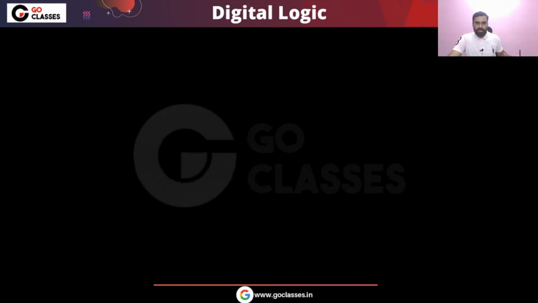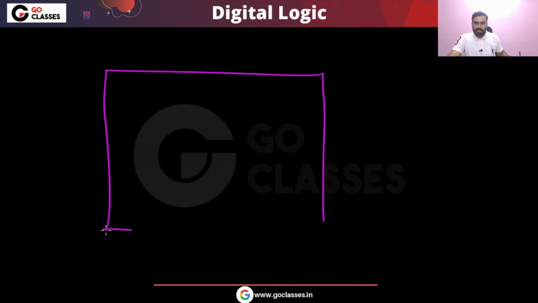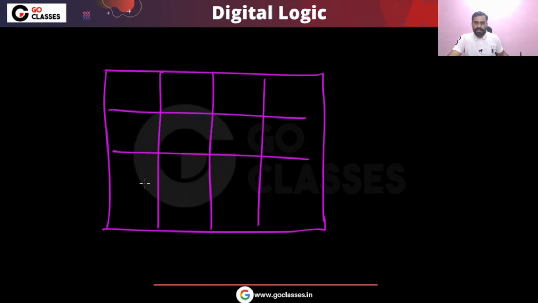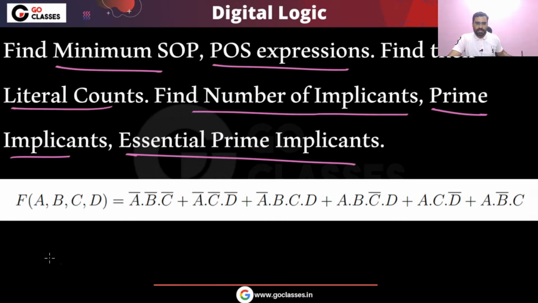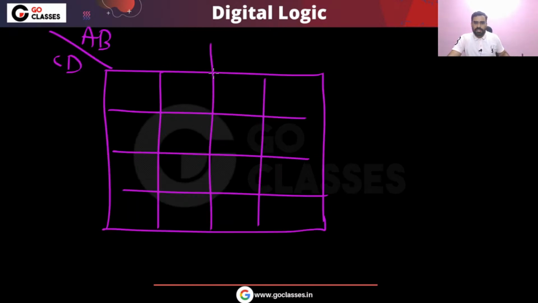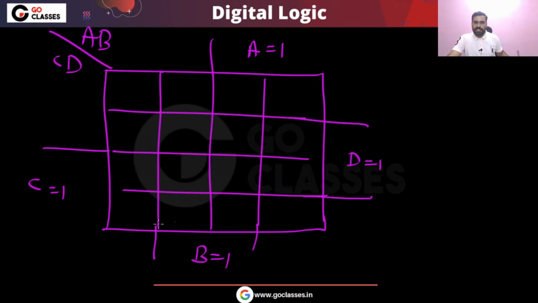So can you try? This function we have is f. First you will create the K-map. Let's create the K-map first. A, B, C, D, there are four variables. This is the area of A, this is the area of B. Here you can notice A is 1, and here B is 1. This is the area of C, and this is the area of D. Here C is 1, and here D is 1. So these are the areas.